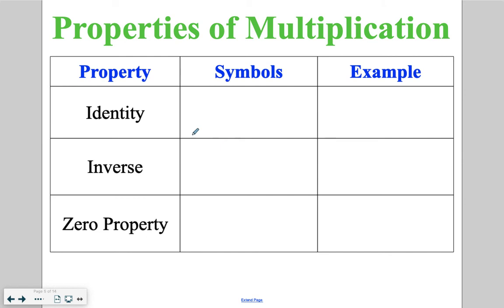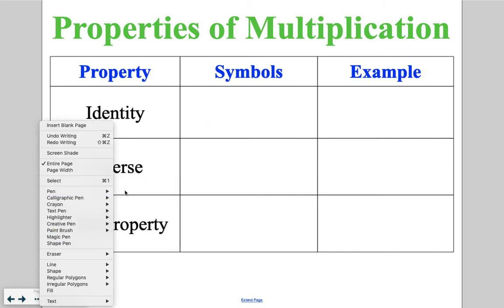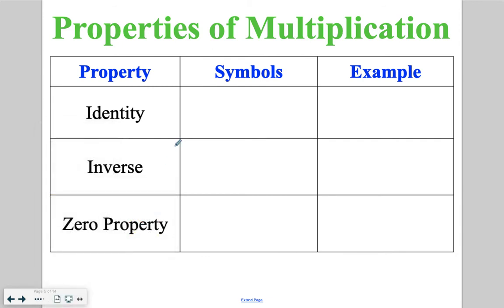We have these two similar properties with multiplication. For the identity property, instead of adding 0, the identity of multiplication says that if you take a number and multiply by 1, you still have that number. So again, if I have 9 times 1, the answer is still going to be 9. Nothing is going to change.